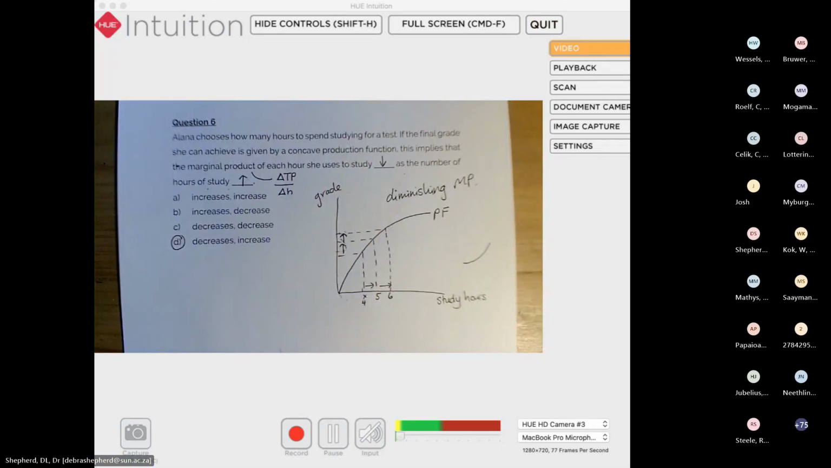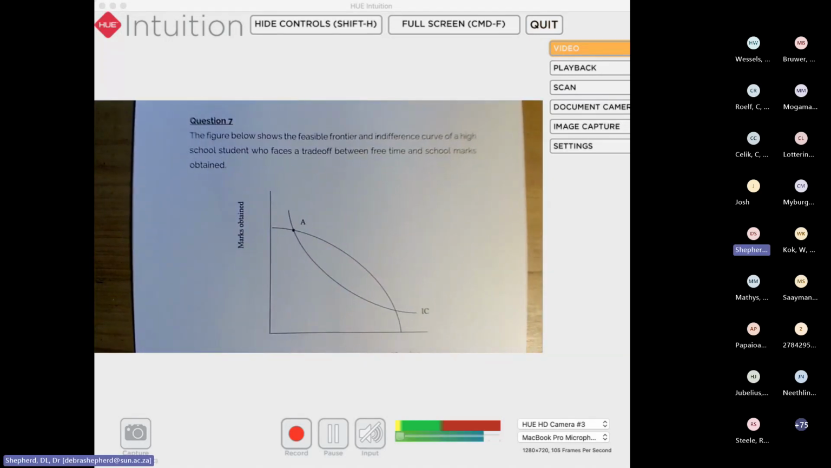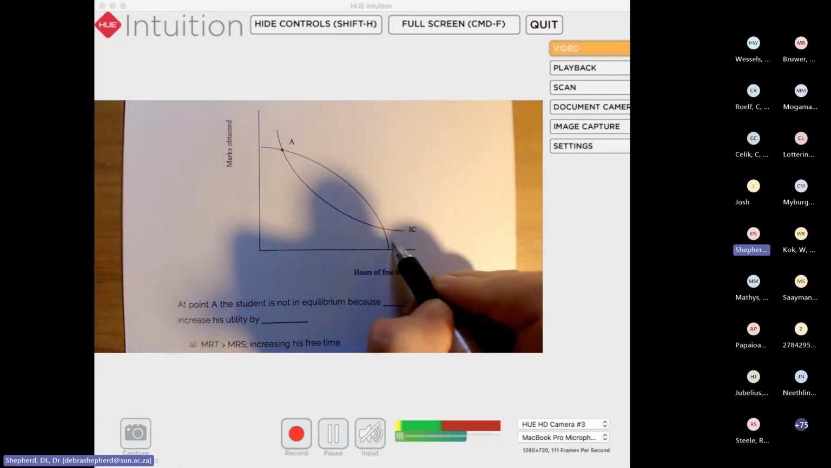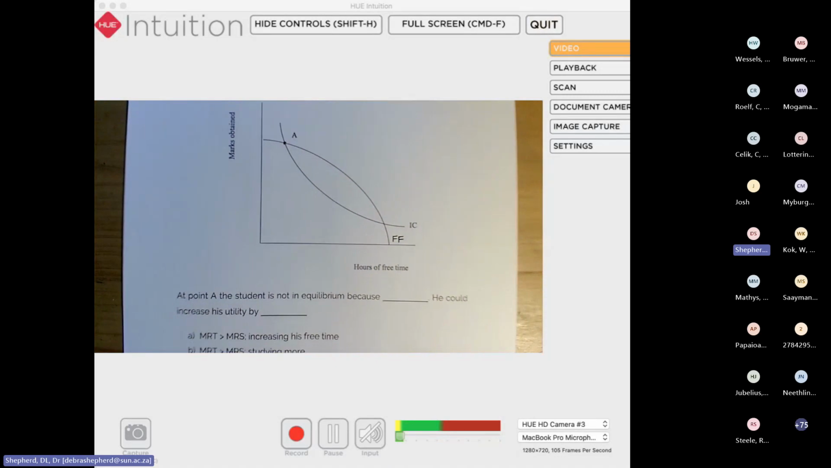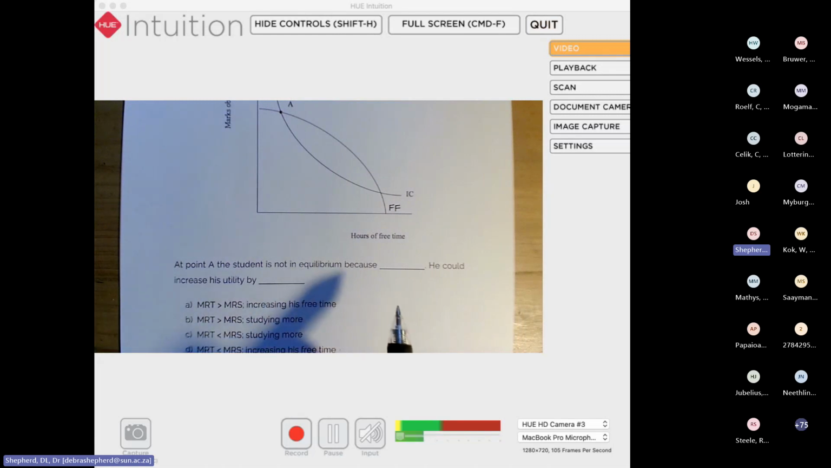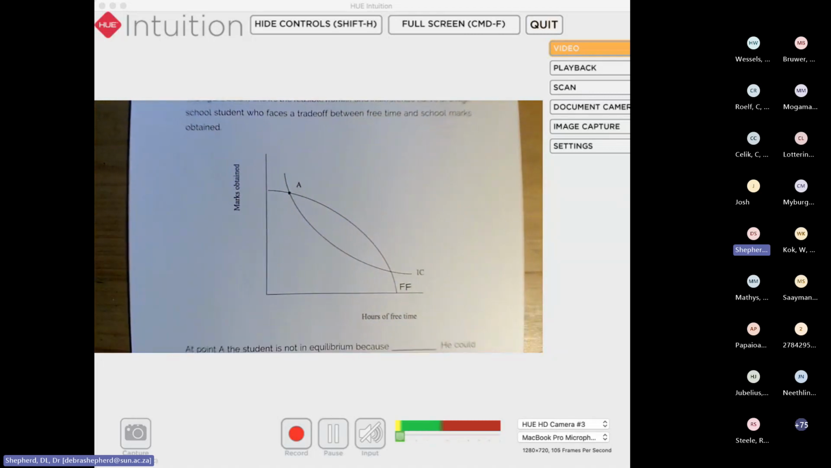Okay. Question 7. So the figure below shows the feasible frontier and indifference curve of a high school student who faces a trade-off between free time and school marks. Okay, so this is the feasible frontier and an indifference curve. At point A, the student is not in equilibrium because, and he could increase his utility by what? Okay, so let's look at point A.